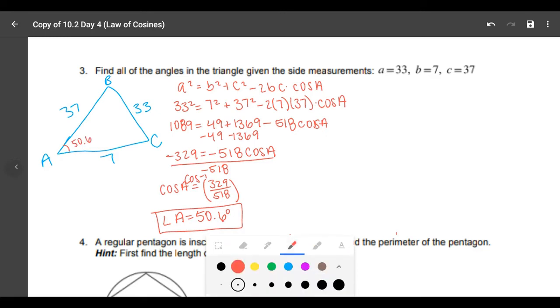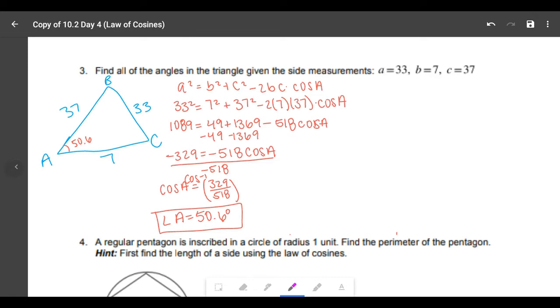Now let's go ahead and find angle B. So same kind of setup, but different equation because we are using our angle B now. So if I set that up, that should be this. And again, simplifying what we can.